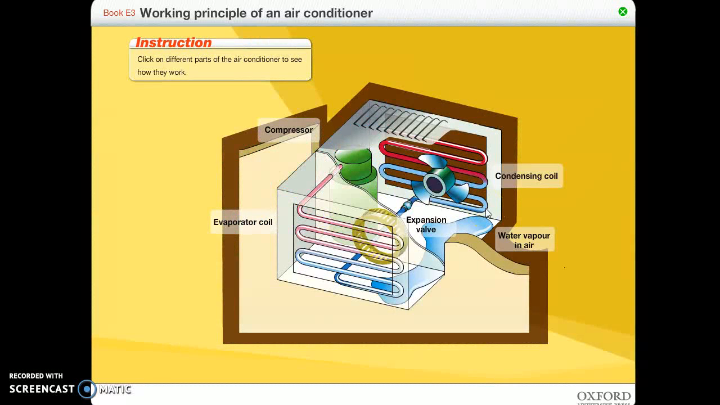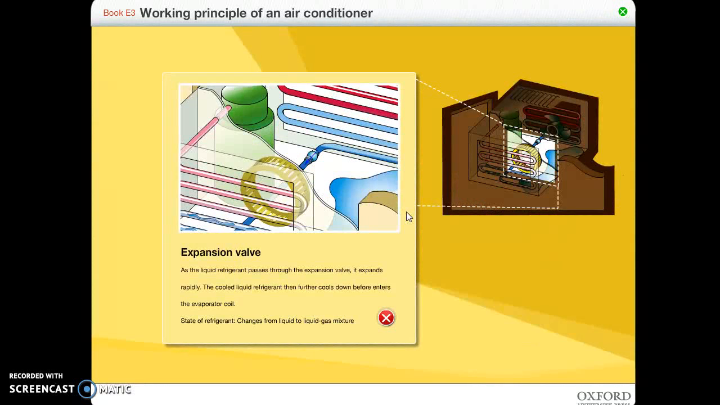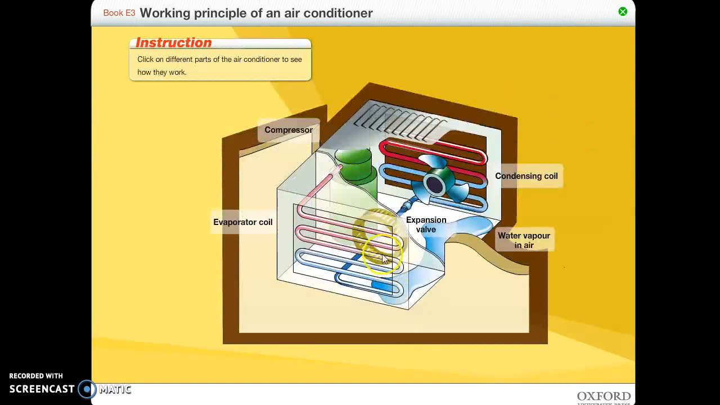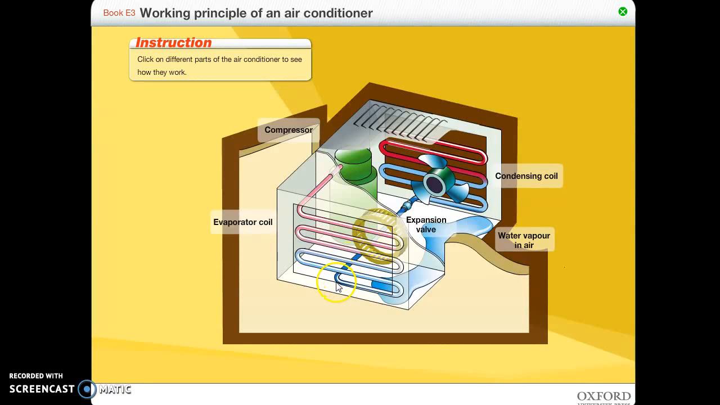When the cold liquid refrigerant returns to the expansion valve, it expands and becomes cold because the evaporation produces a cooling effect to the liquid, and so a cold liquid-vapor mixture passes to the evaporator coil again, and then the cycle repeats.